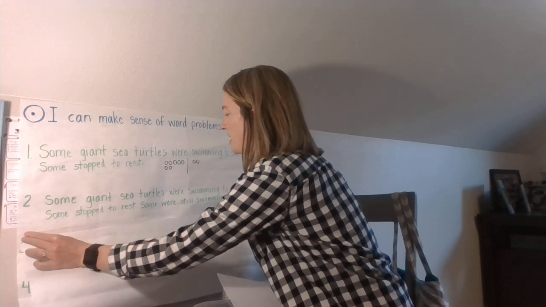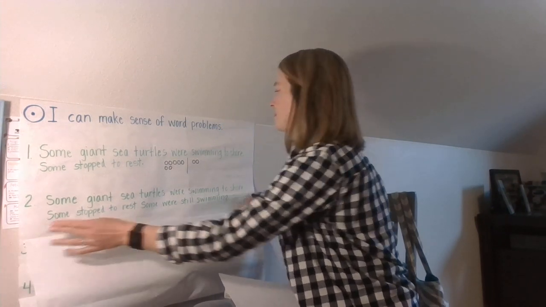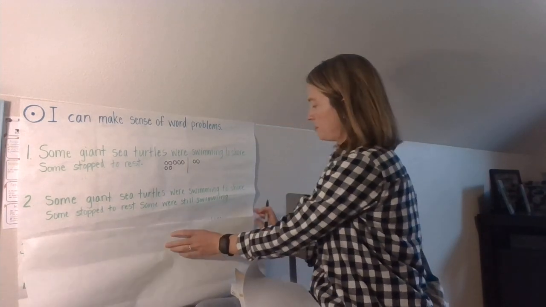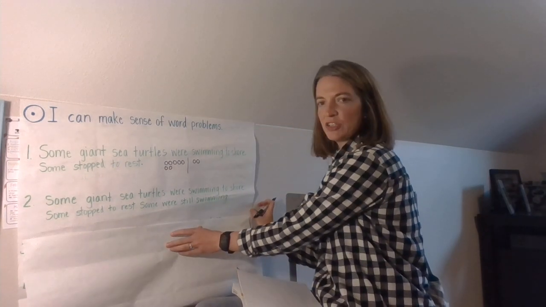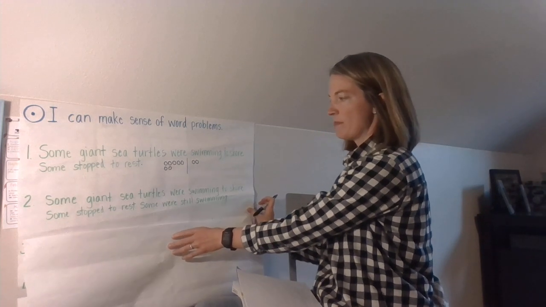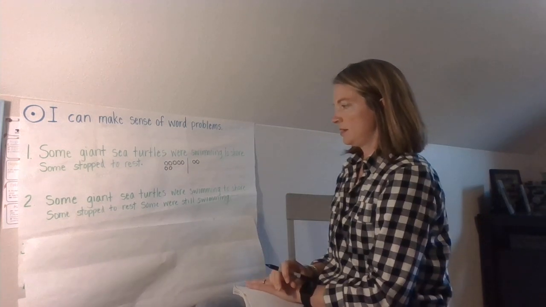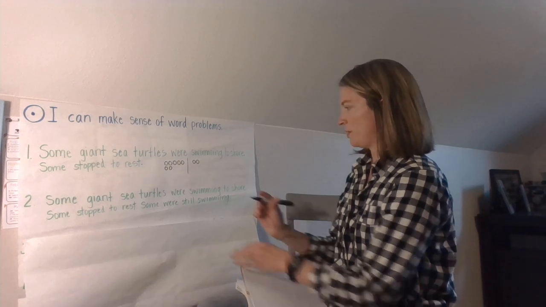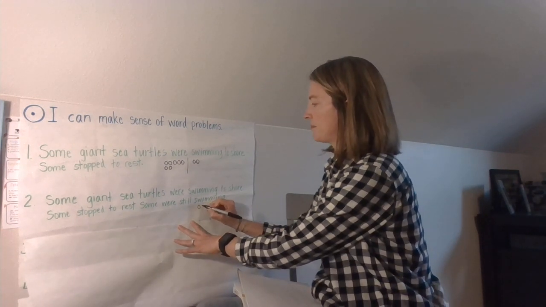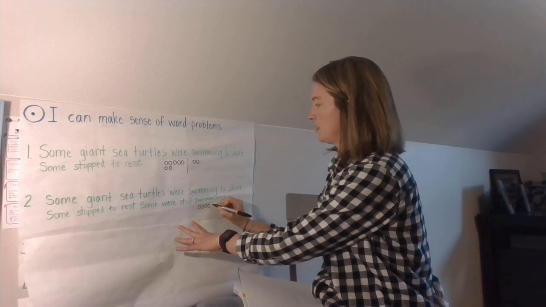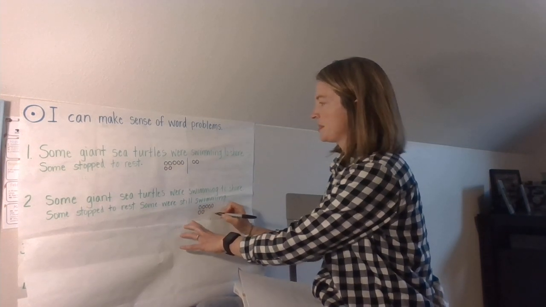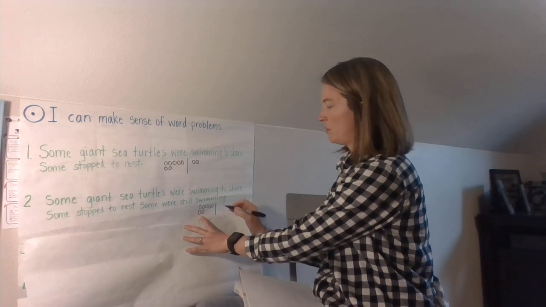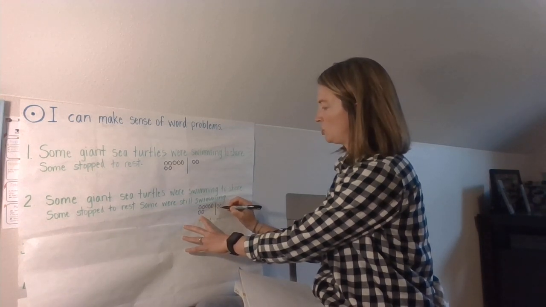Some stopped to rest. Some were still swimming. Oh, we have a little bit more information. What changed in our story, and how can we change our model? So it says some giant sea turtles were swimming to shore. So I've got that already. I think there were 7. I'll add that down. And I think some stopped to rest. So maybe 2 stopped to rest.